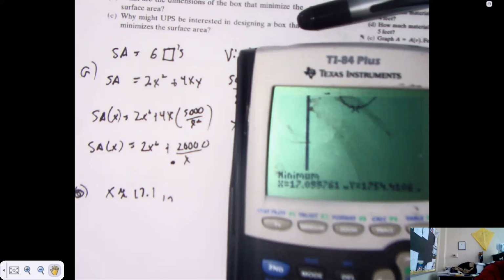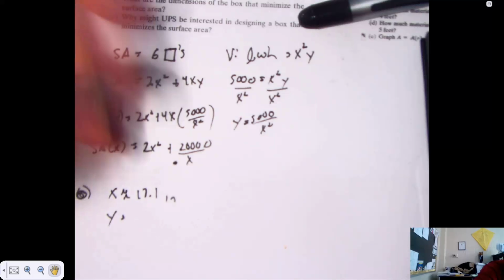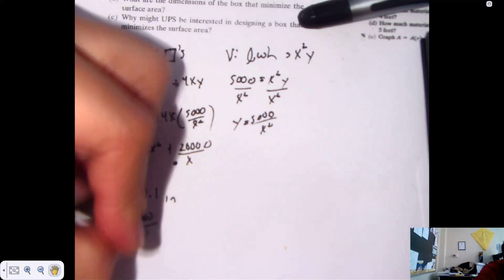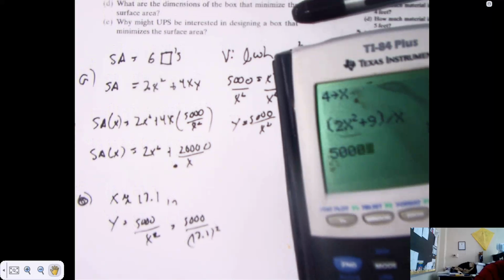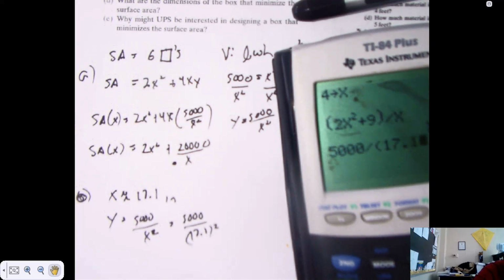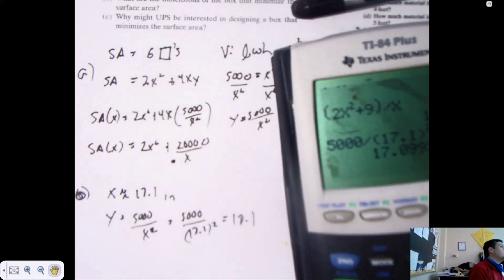Now that's x. Y was 5,000 over x squared. So it's 5,000 over that 17.1 squared. Y is also about 17.1. Makes sense to me. Most efficient rectangular prism is probably going to be a cube. That's kind of what that's saying, isn't it?